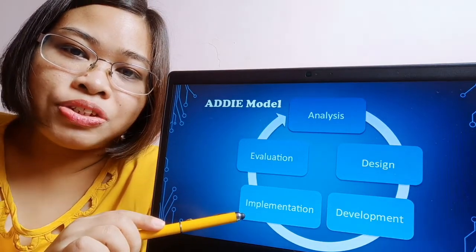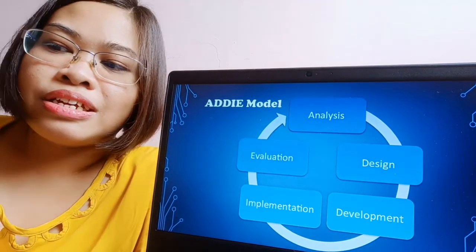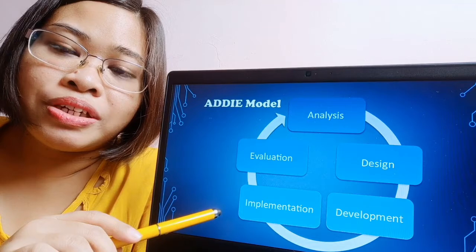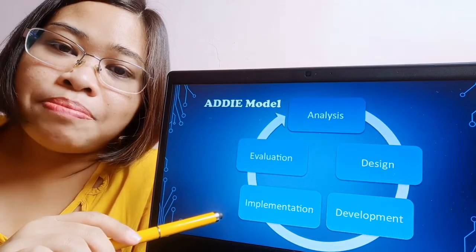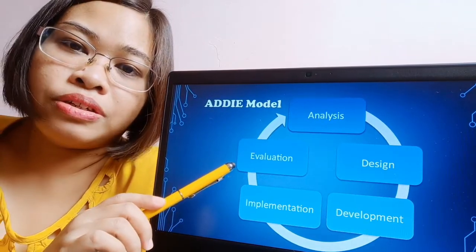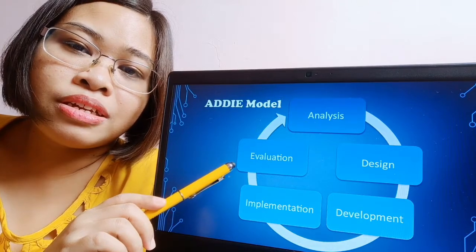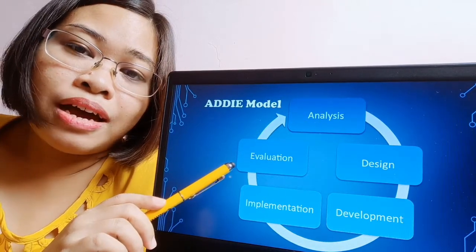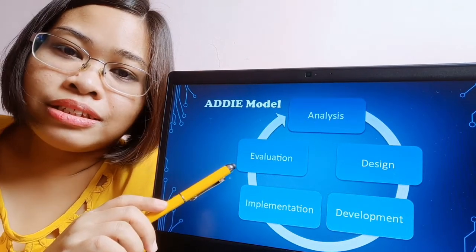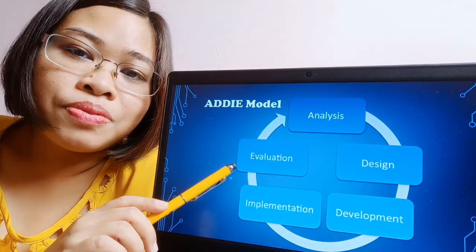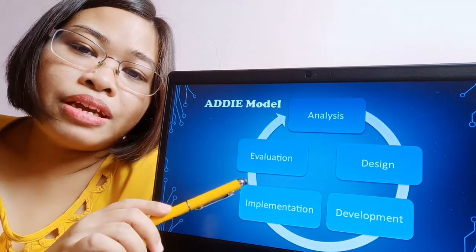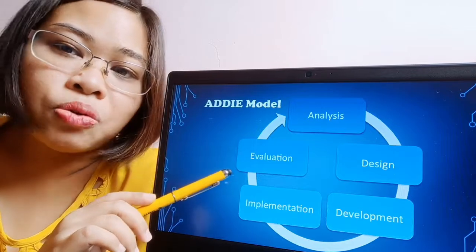Next is the implementation. Implementation reflects the continuous modification of the program in order to make sure that maximum efficiency and positive results are being achieved. And the last one is the evaluation. The goal of evaluation is to determine if the goals or the objectives have been met. There are two stages in this phase. Number one is the formative, which occurs in the initial phase of the evaluation, while the summative occurs at the end.